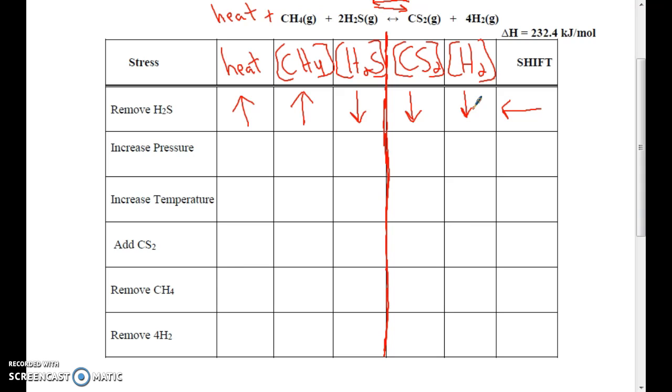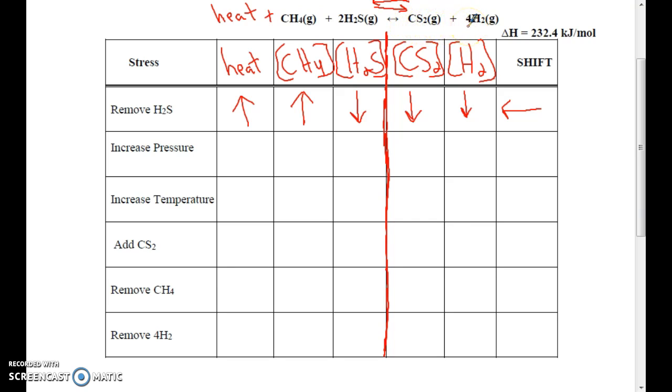If you increase the pressure, when you think of pressure, you want to look at two things. You want to make sure they're gases, and each of these is a gas. You also want to look at the coefficients, and this equation is balanced already. In terms of coefficients, we have a total of 3 moles of gas on the left and a total of 5 moles of gas on the right.